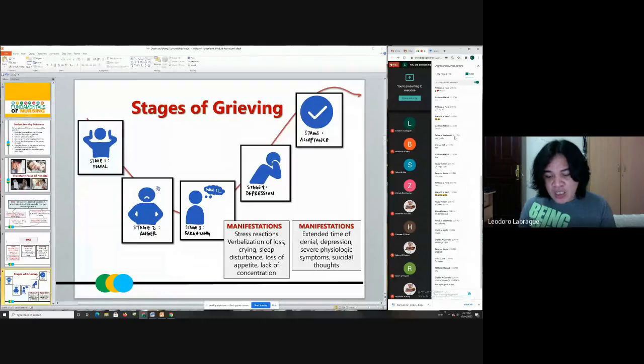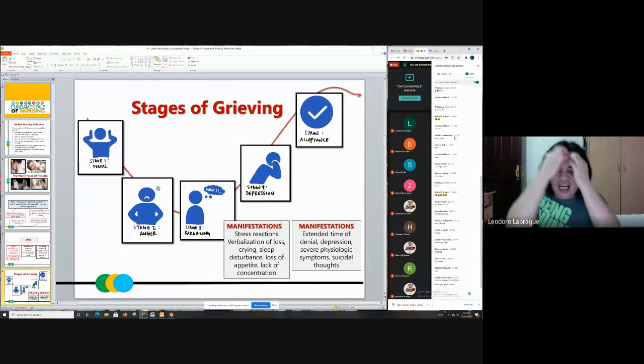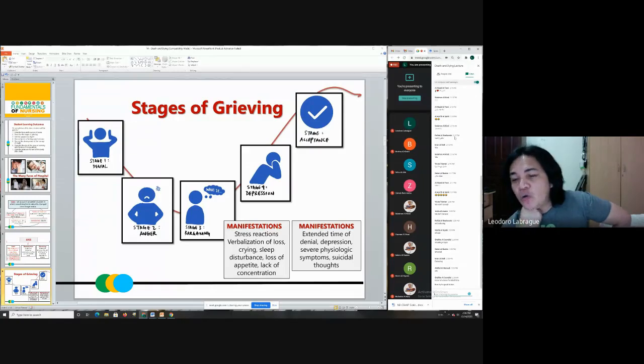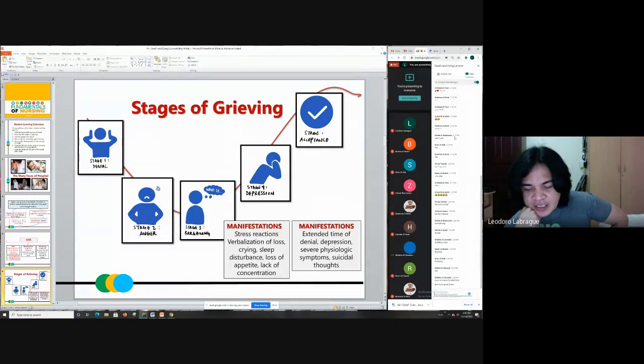My question is, is it normal to be angry at that point? I need someone who will help me to give their idea. Shaika Al-Kuwaiti, I need Shaika. Shaika, can you open your audio? Yes, mister. Okay, as mentioned earlier, the second stage is anger. It is a point where the patient directs his anger towards staff, towards family members, towards healthcare workers. Do you think it is normal to be angry when you are grieving?